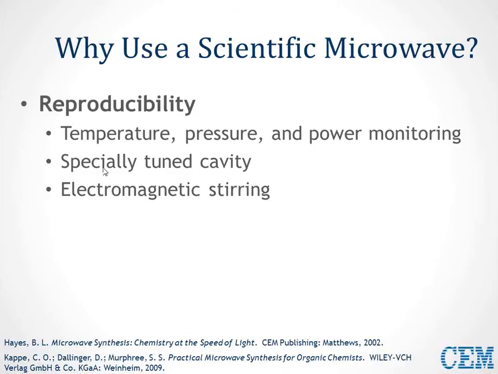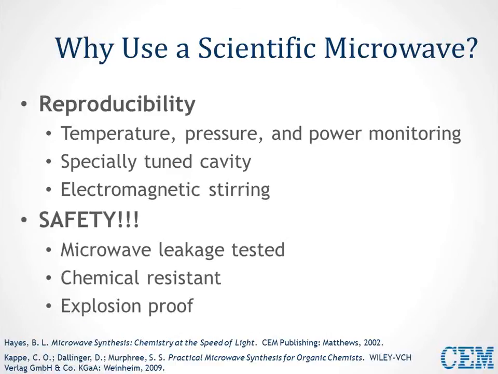In addition to that, the systems have specially tuned cavities specifically for the types of materials that you're trying to heat. That makes a big difference in terms of the microwaves being able to heat the samples you're looking for. The systems also feature electromagnetic stirring. While the microwaves do heat the samples volumetrically, it is important to stir them, especially if you have a heterogeneous reaction that you're trying to heat up. So reproducibility is one of your key important things, but probably even more important is safety.